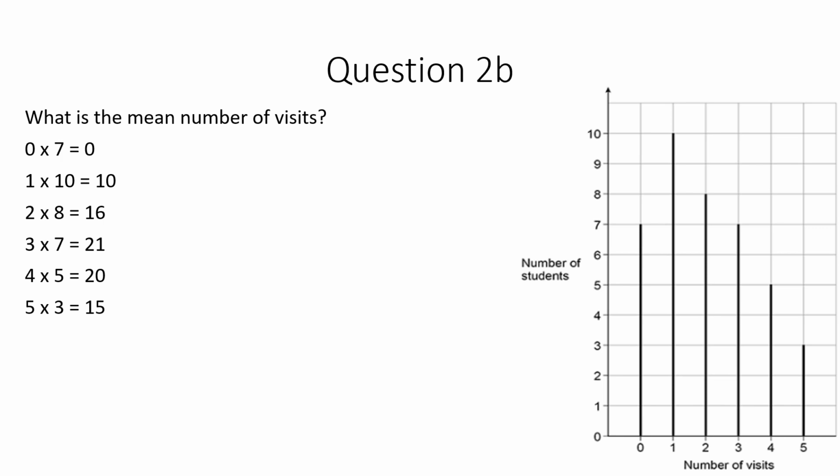So once you've got the totals for each bar, add them up. So we've got 82 when you add all of that together. And we already knew that there were 40 students, so we've just got to divide that by 40, and that will give you 2.05 as your answer for this one.